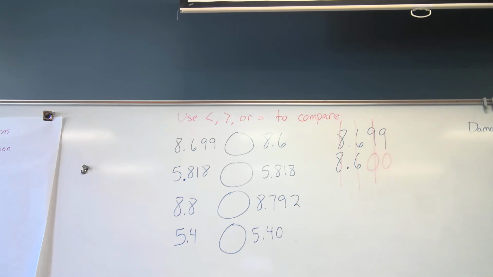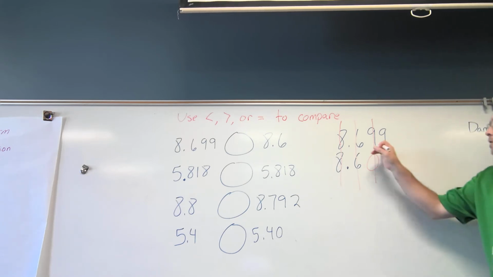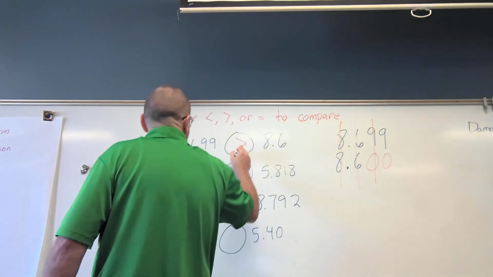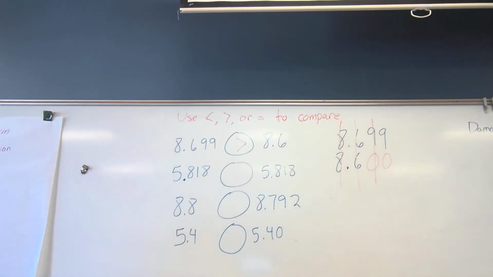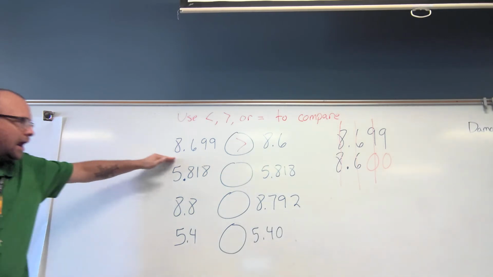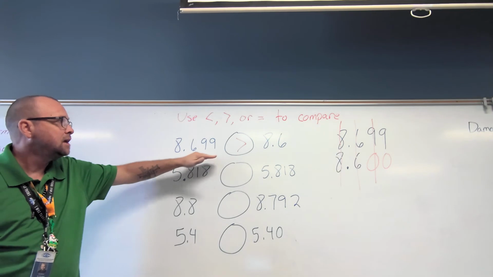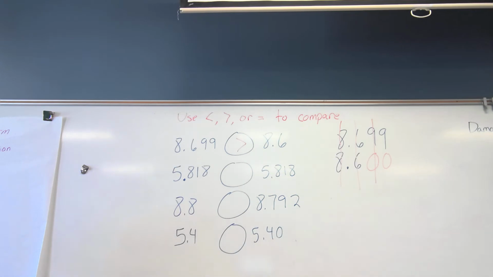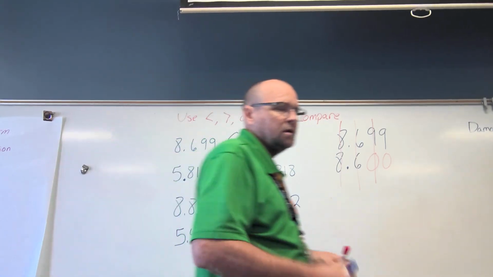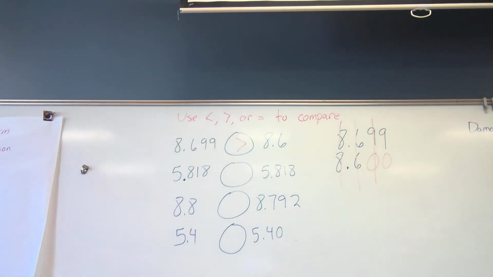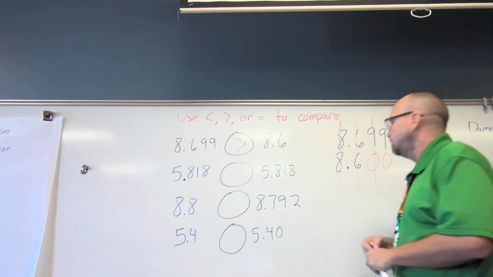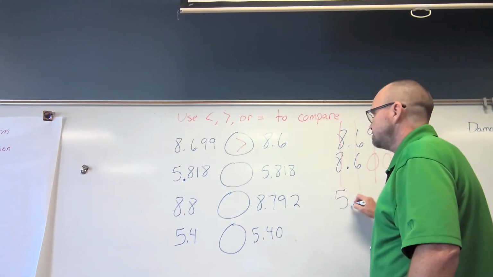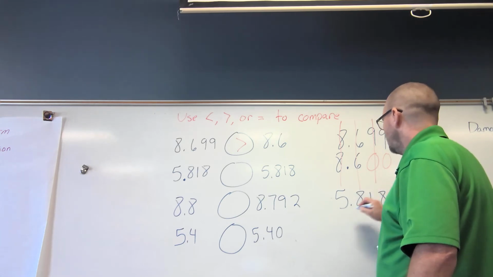So is there a difference there? Yes. We have a 9 and we have a 0. Which is greater, 9 or 0? 9. So the one that has the 9 is the greater number. So I would read this: 8 and 699 thousandths is greater than 8 and 6/10. That's how I'd read it in words if I were in 5th grade or above. Hey, you guys are in 5th grade.